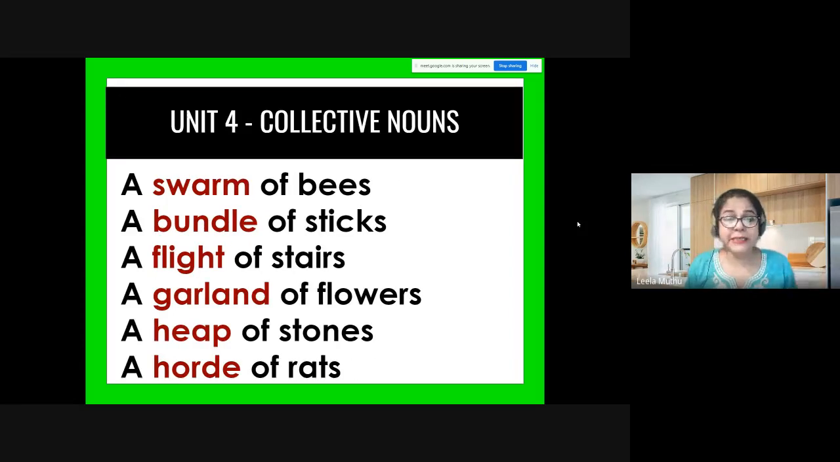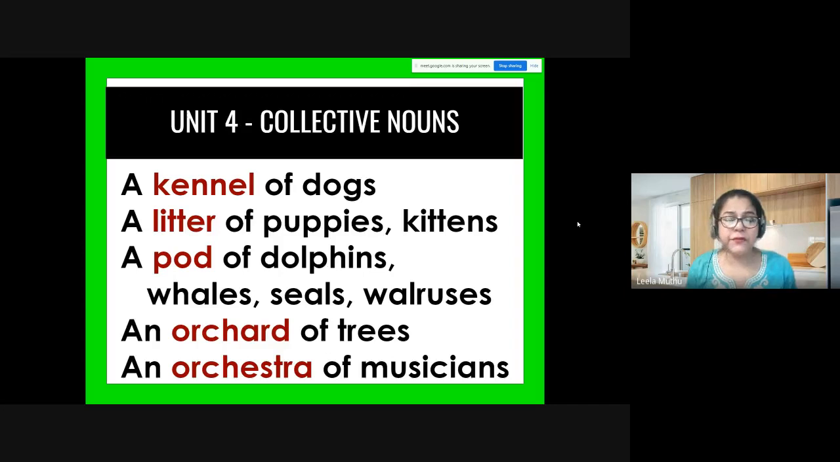A den of thieves, a clump of trees, a crew of soldiers, a crew of sailors, a swarm of bees, a bundle of sticks, a flight of stairs, a garland of flowers or a bouquet of flowers, a heap of stones, a horde of rats, a kennel of dogs, a litter of puppies or a litter of kittens, but a cluster of cats. Okay? A pack of dogs also, and a cluster of cats, a litter of puppies, and a litter of kittens.